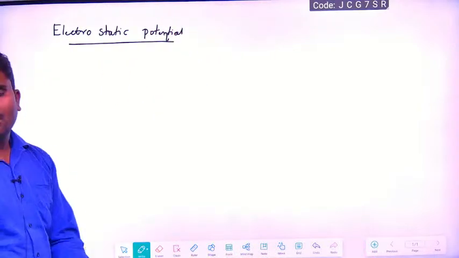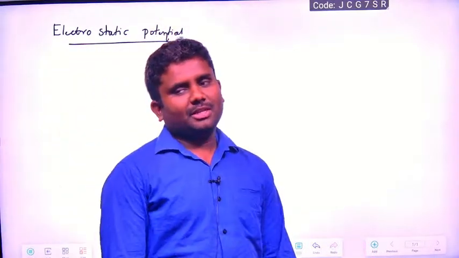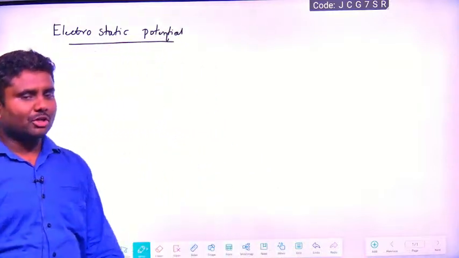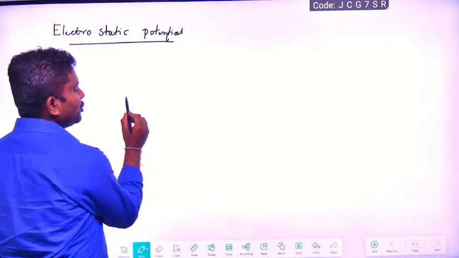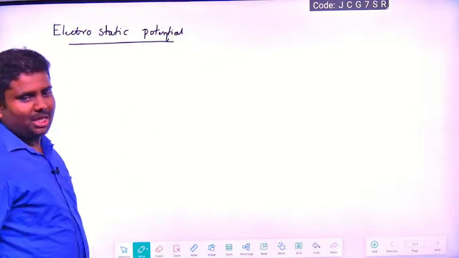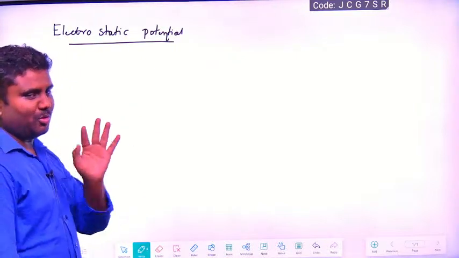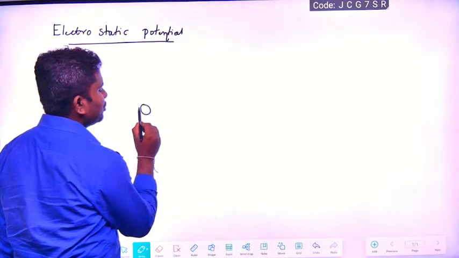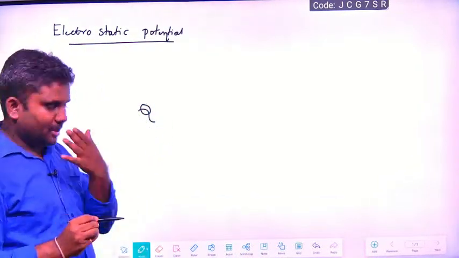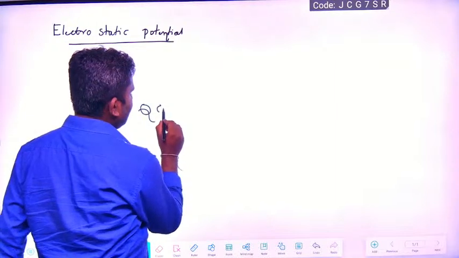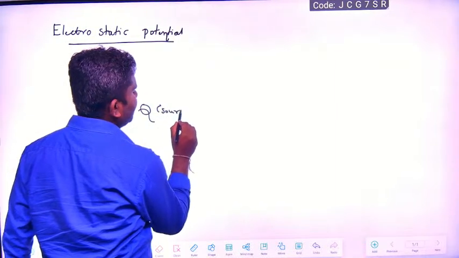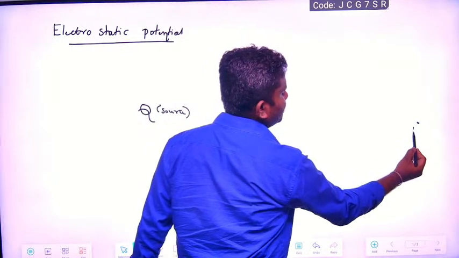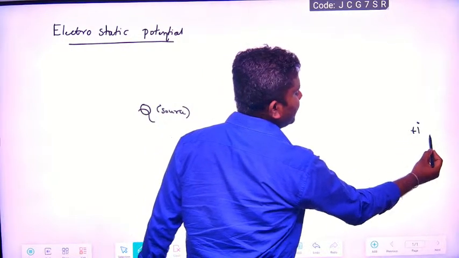So, electrostatic potential, we already discussed, right? What is potential? It is the amount of work done needed to bring the unit positive charge from infinity to one point. And I said the charge is the source charge Q. Q is the source charge. And you are bringing one unit positive charge from infinity to one point.